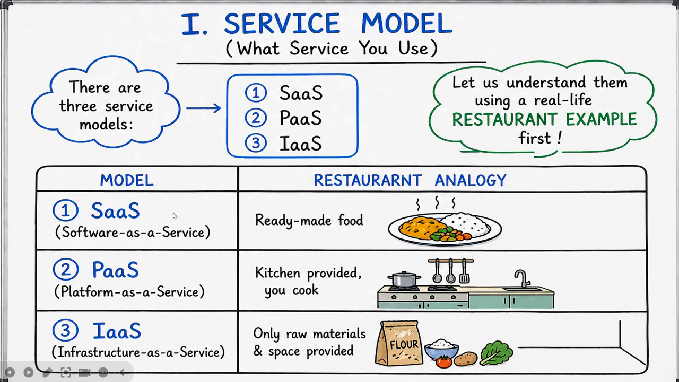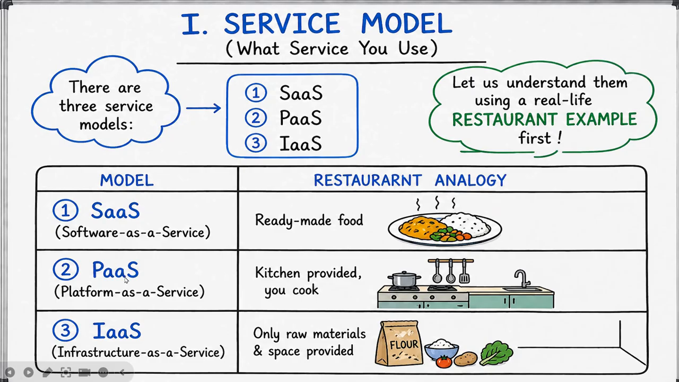First, software as a service is like ready-made food. In this model, the food is already prepared and served to you. You just eat without worrying about cooking or the ingredients. Similarly, software as a service provides ready-to-use software with no setup needed.